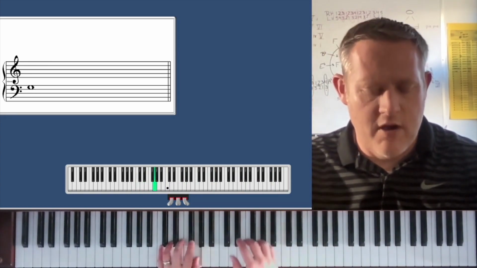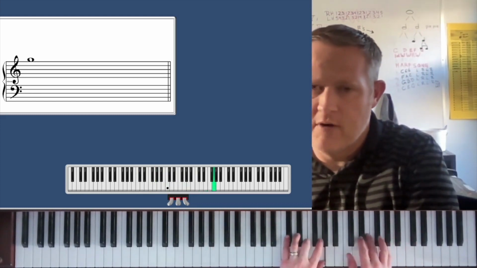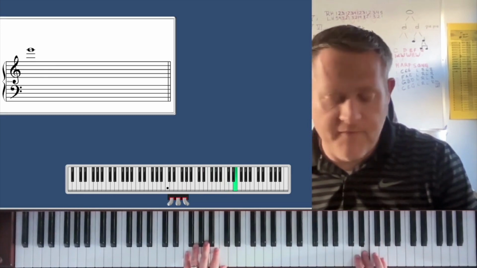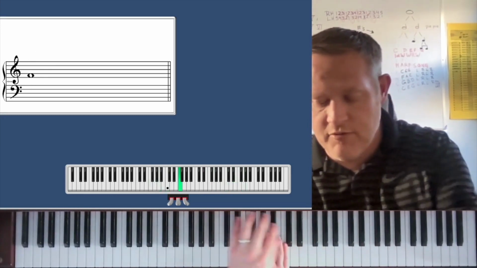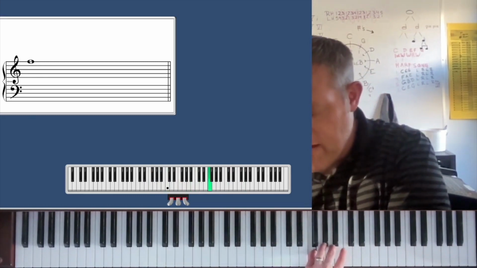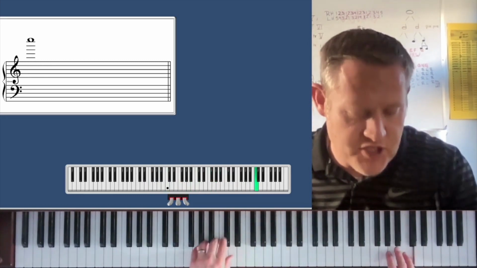5, 3, 1, 1, 3, 5, 3, 1, 1, 3, 5. Then to F. 5, 3, 1. Right hand. 1, 3, 5. Crossover. Left hand. 5, 3, 1, 1, 3, 5. Then to G.